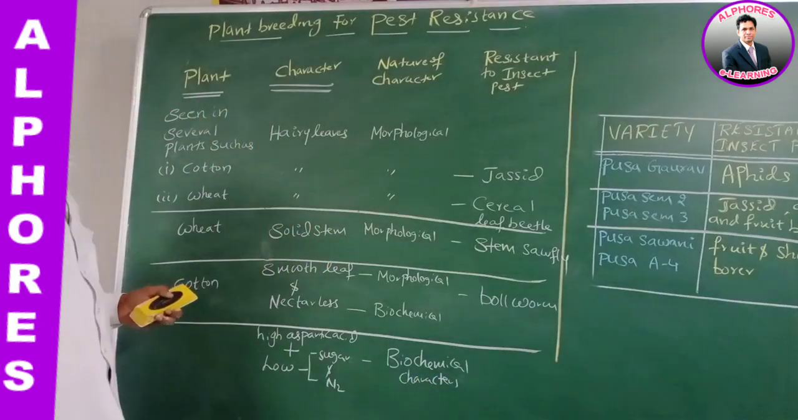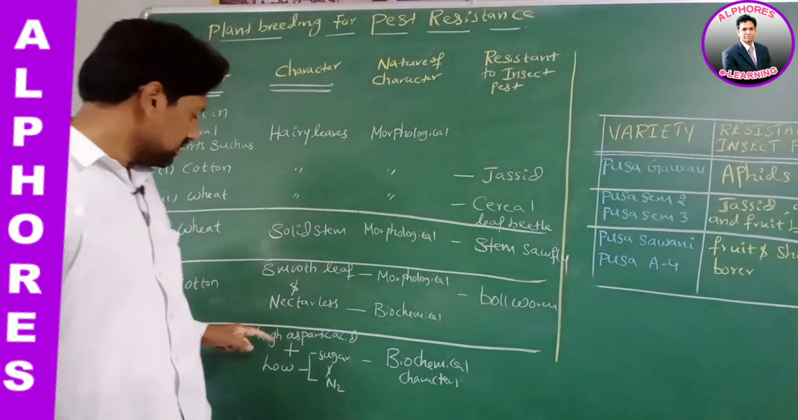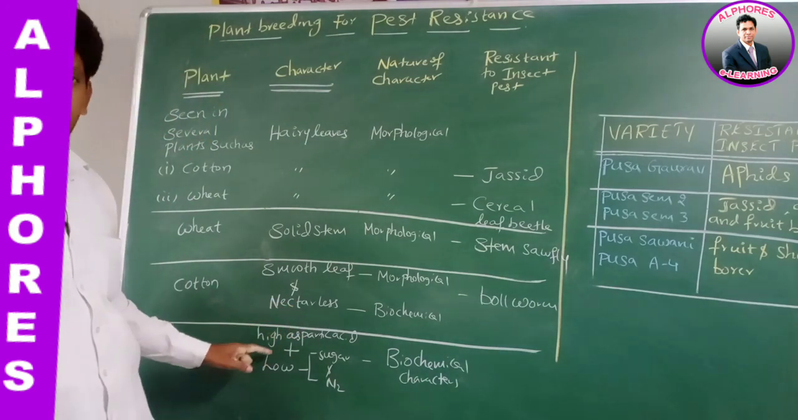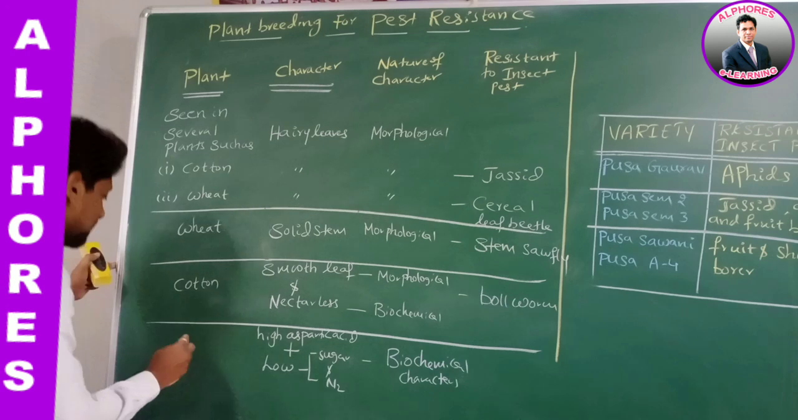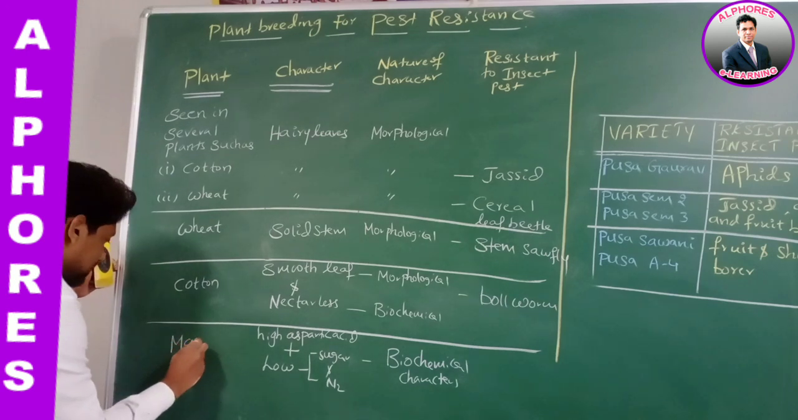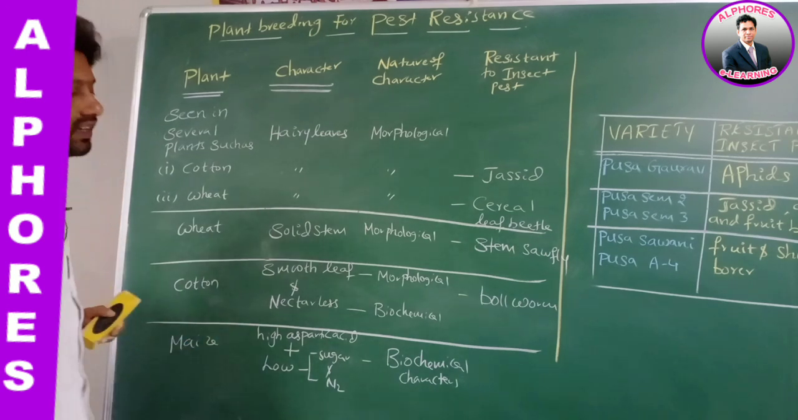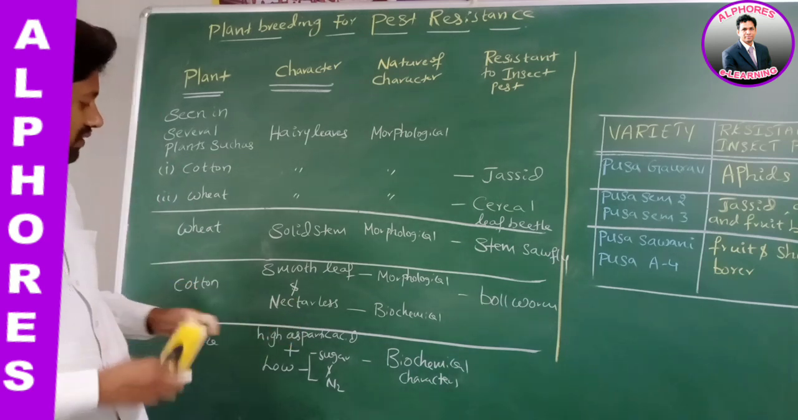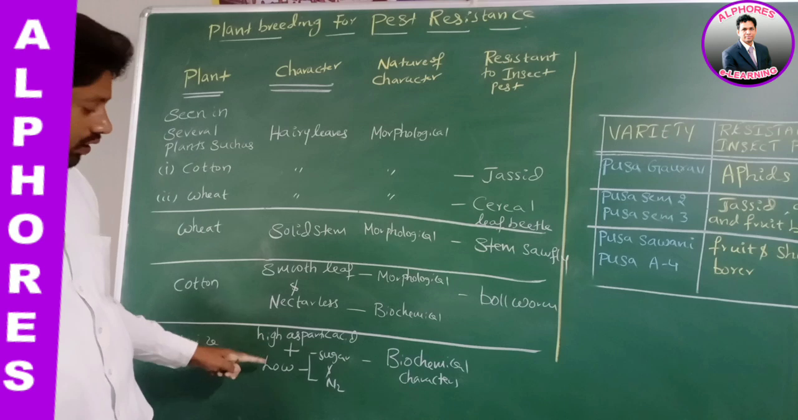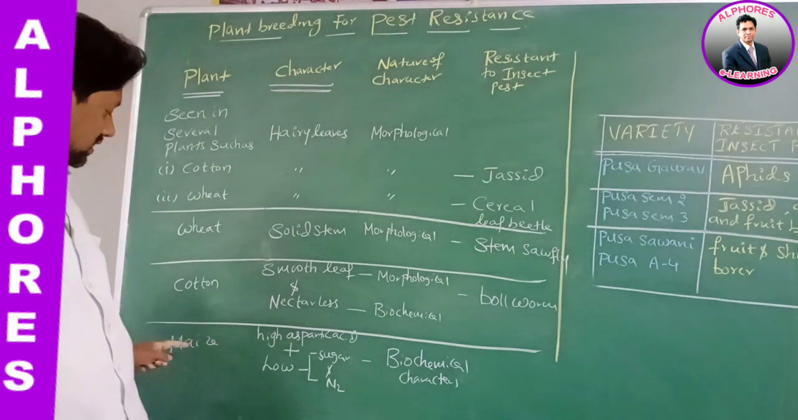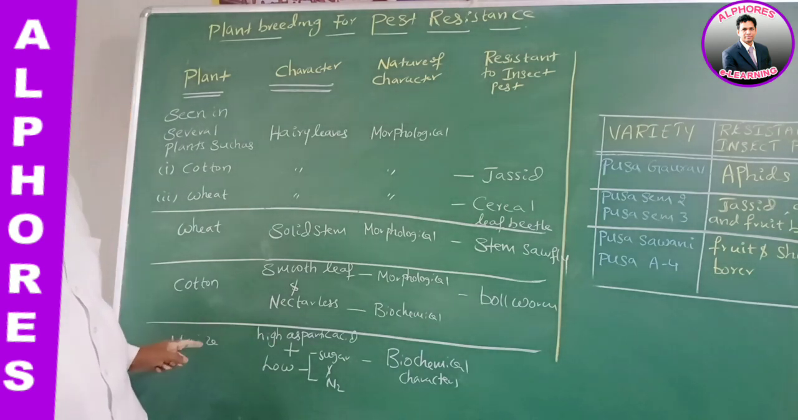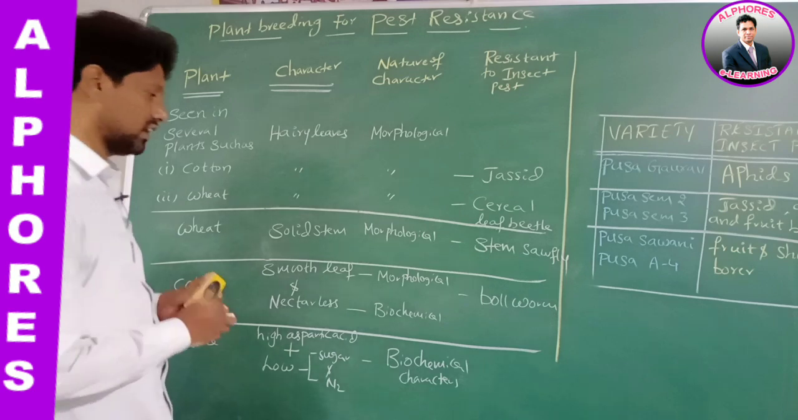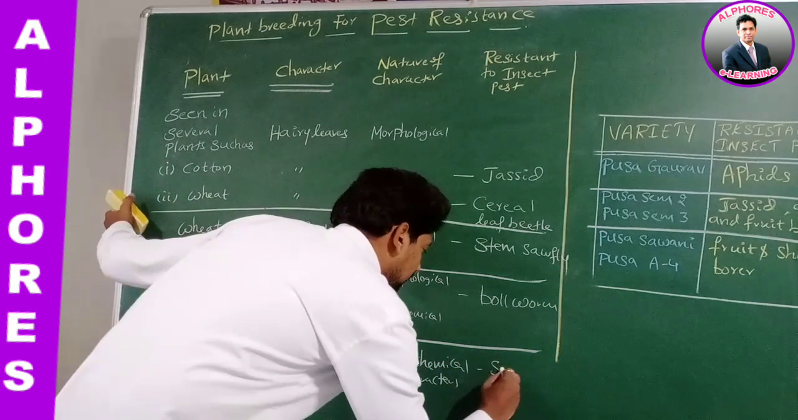Comes under which characters, sir? Biochemical characters. High aspartic acid, low sugar and low nitrogen, seen in the case of what, sir? Maize. Due to the presence of high aspartic acid, low sugar and low nitrogen, this maize became resistant for stem borer.